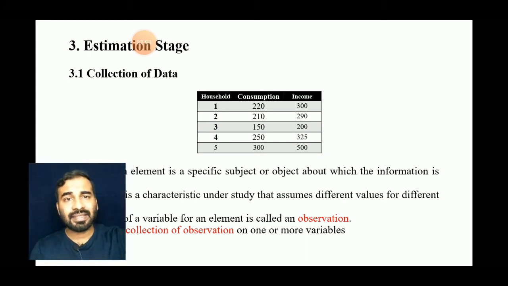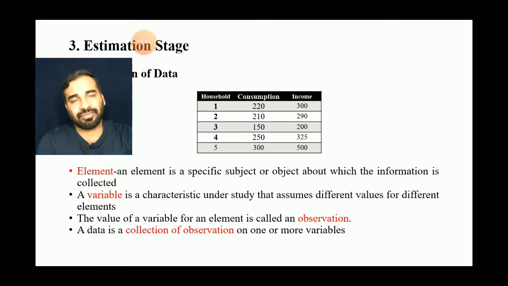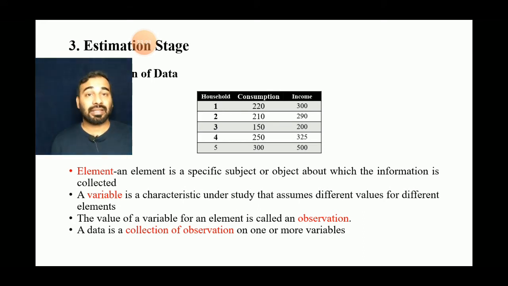Then we will discuss the third stage, the estimation stage. Two steps are over, and we are moving to the next step, the estimation stage. In order to estimate certain things, what do we need first? We need to have data. Without data we cannot estimate. We have a theory, we have a model, but we don't have data. We cannot estimate it, we cannot verify it. So we need data.